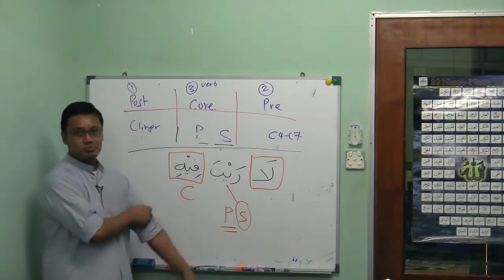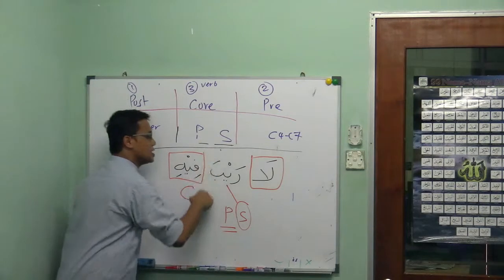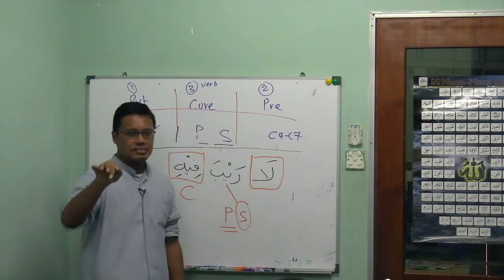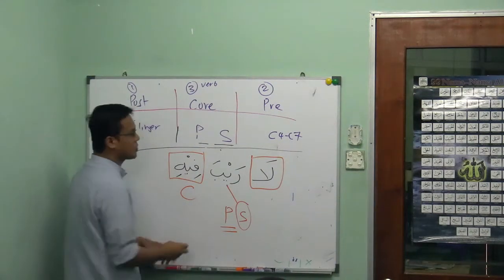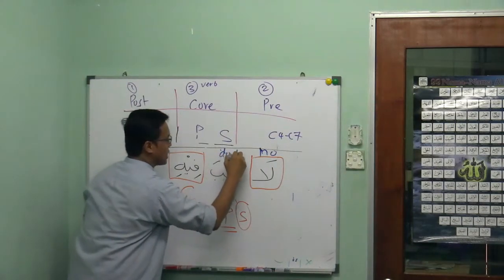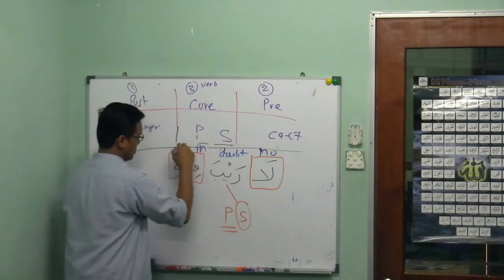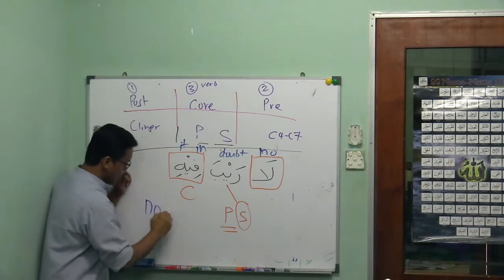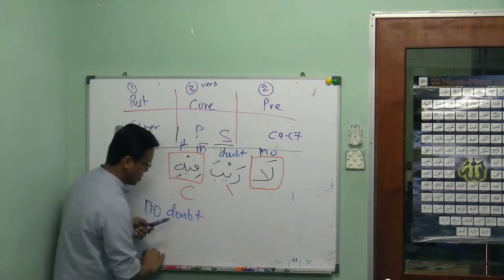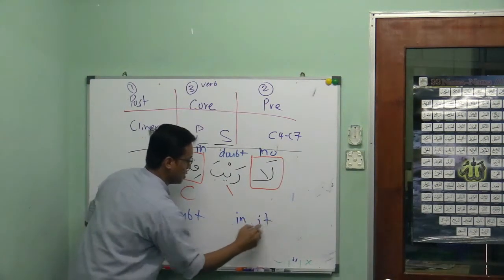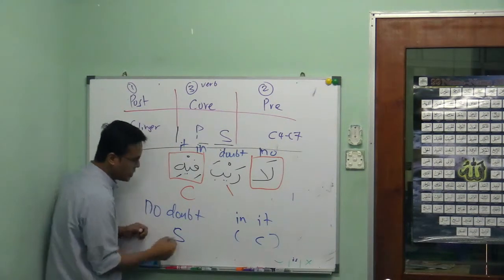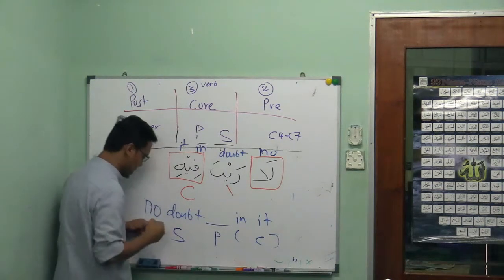About 3 to 4 months more, you need to learn what is the predicate that is assumed. This is one of the toughest questions in grammatical analysis. What you do is this: you just write the meaning. No doubt in it. This is the clinger, and this is the subject. This is the pre. And then you don't have the predicate.